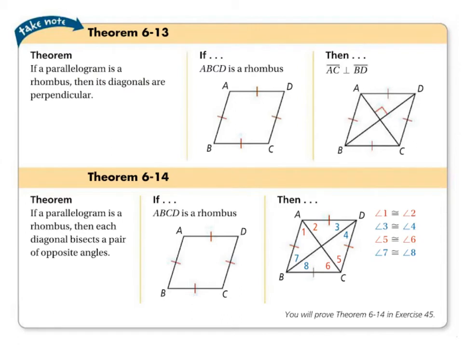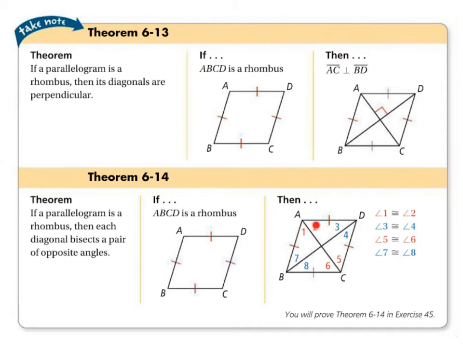Here we have two theorems that are related to rhombi or rhombuses. If a parallelogram is a rhombus, then the diagonals are perpendicular. You're always going to get 90-degree angles when you draw the diagonals. That's one of the theorems. The other one is that if a parallelogram is a rhombus, then the diagonals bisect the opposite angles. And since in every parallelogram opposite angles are congruent, if we bisect these congruent angles, we're going to get 1, 2, 3, 4 angles that are all equal in measure.